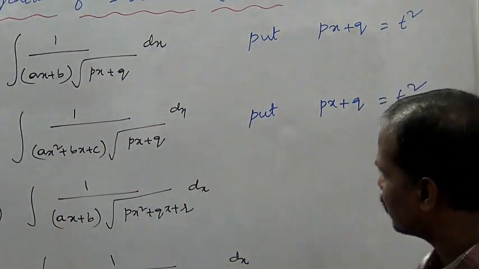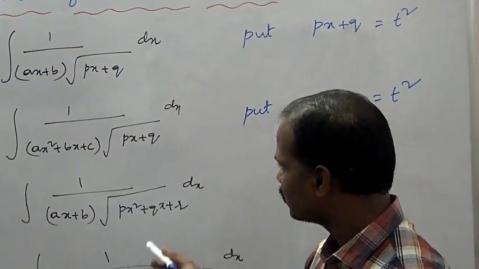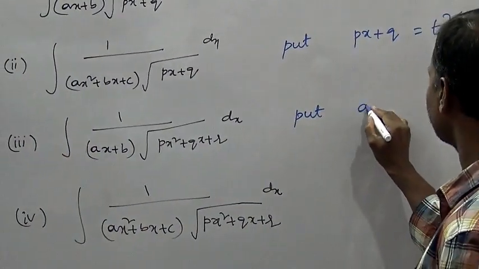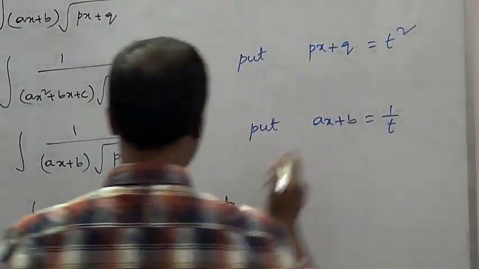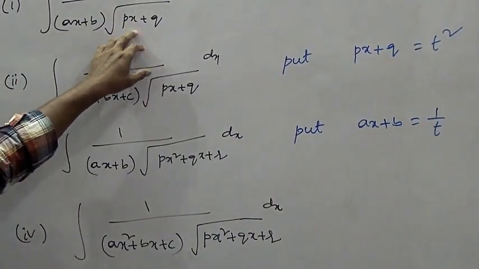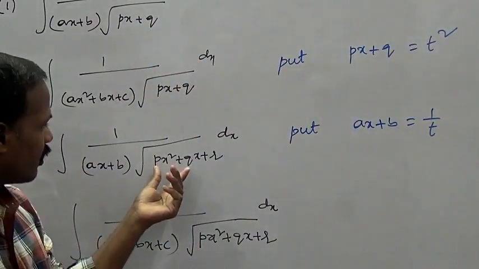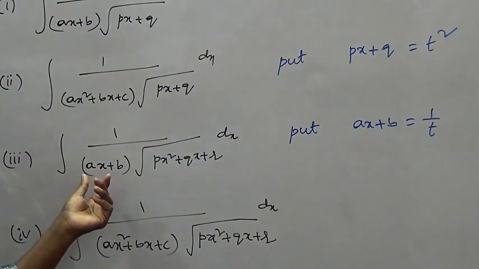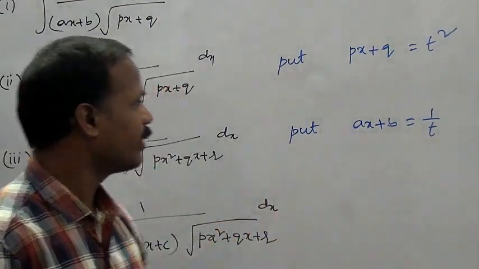In this problem, this is under root, this is the quadratic polynomial, okay? In this case, you have to put ax plus b equal to 1 by t. See, if a linear function is under root, you have to take that linear function as t square. If a quadratic polynomial is under root, then here you have to take ax plus b equal to 1 by t.